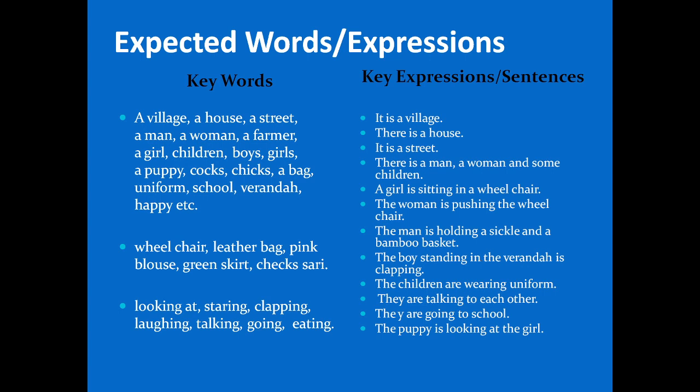You may also see that there is connectivity in the sentences. For example, there is a man, a woman, and some children. A girl is sitting in a wheelchair. The woman is pushing the wheelchair. So the word wheelchair is repeated here, and the woman is repeated here. Here we have written a man, and here the same man, that is why we have written the man. Similarly, the boy standing in the veranda is clapping. So if you observe these sentences, they talk about the places, persons, and actions.